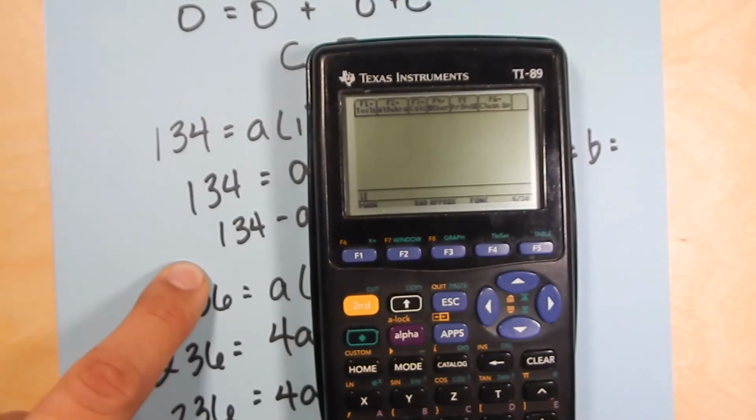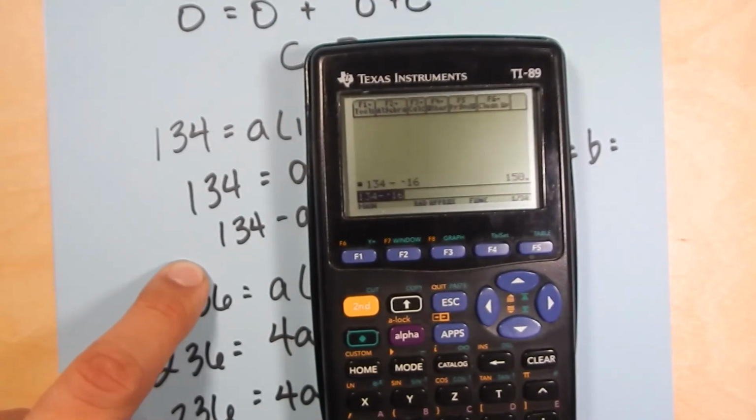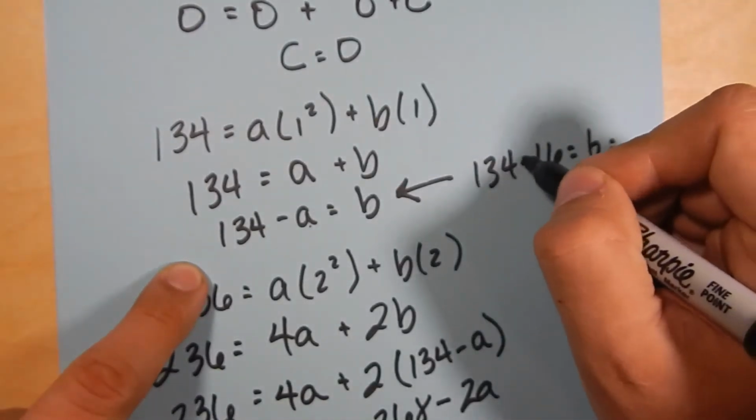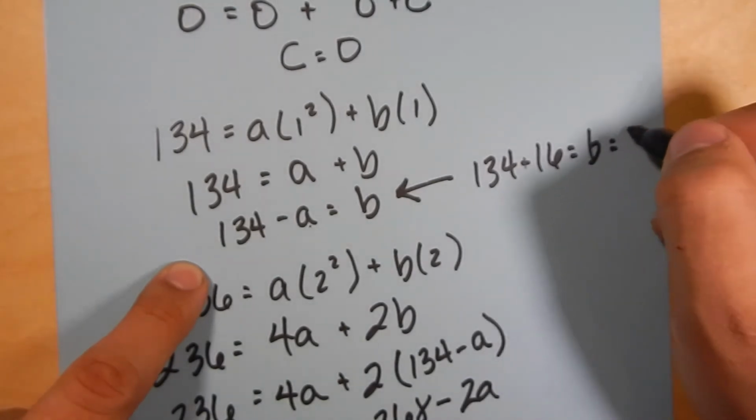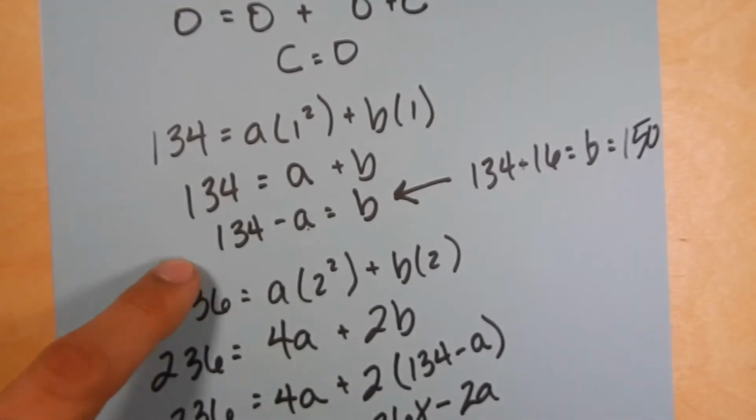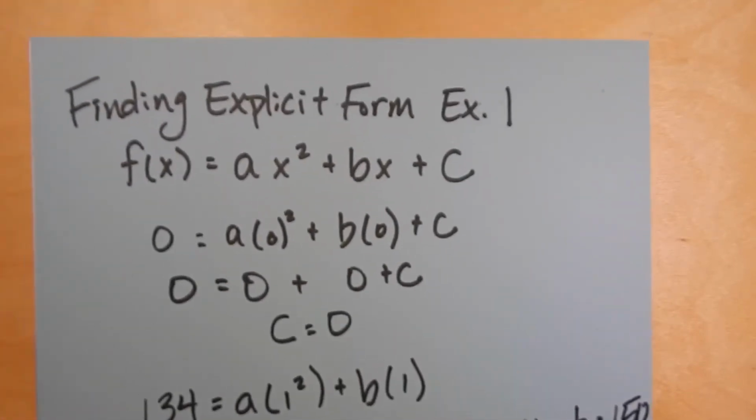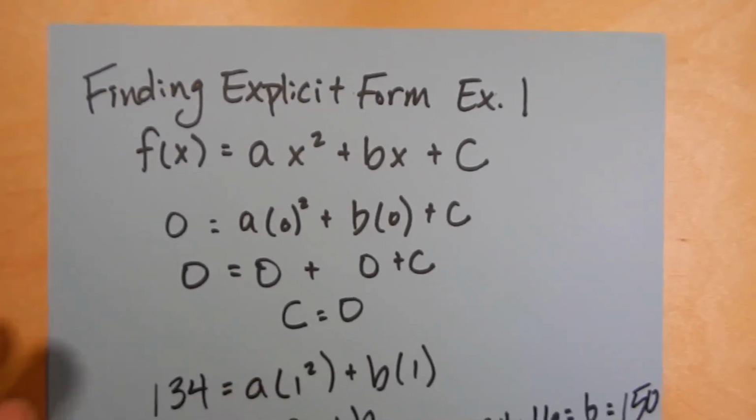So when we do this, we have to be careful. That's minus negative 16. So it's what it is plus 16. So that gives us plus 16. So that should give us 150 for our b value. So all of this to say, we know what c is. C is 0, so we can kind of ignore it.